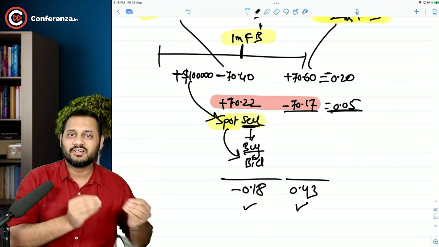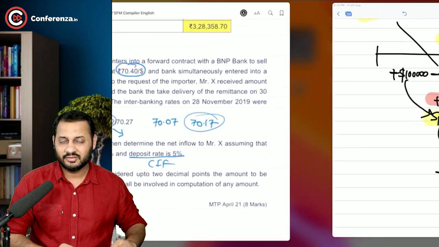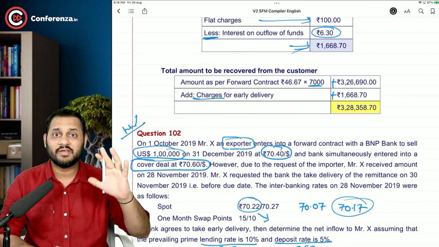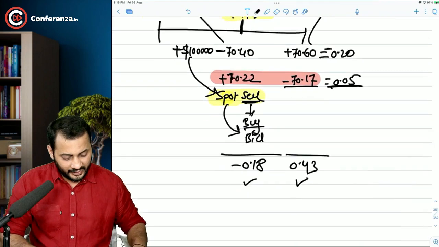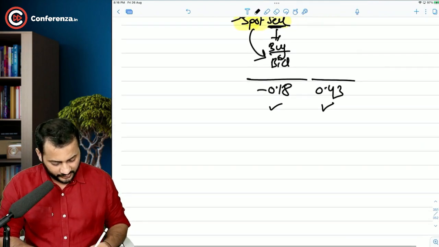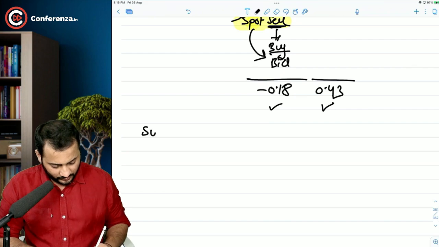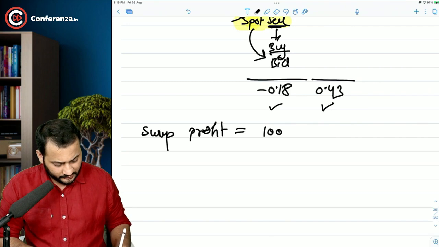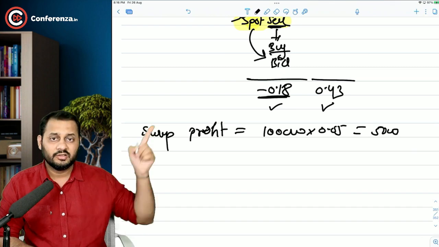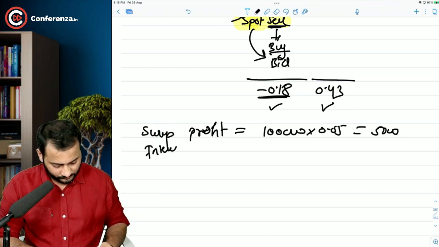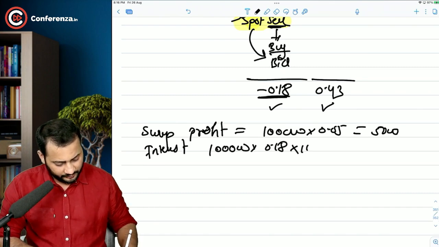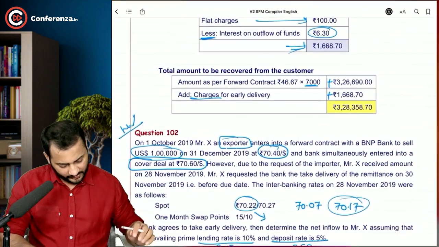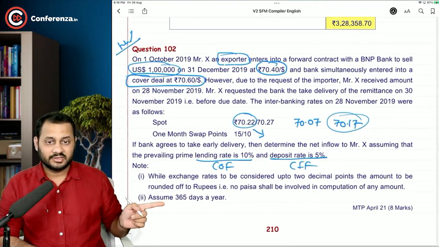This will be paid to the customer. There is a profit, so why recover? Pay to the customer on 1 lakh: 5,000 rupees. You will pay 5,000 rupees to the customer, swap profit you can say in this case, 1 lakh into 0.05, 5,000. But you will recover the interest: 1 lakh into 0.18 into 10% into 1 by 12. Am I right? Consider 365 days.